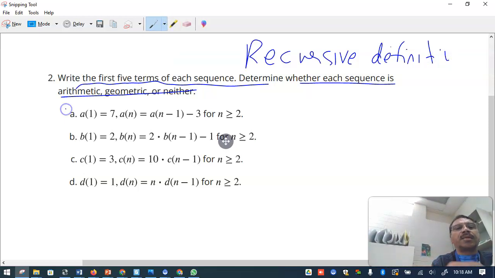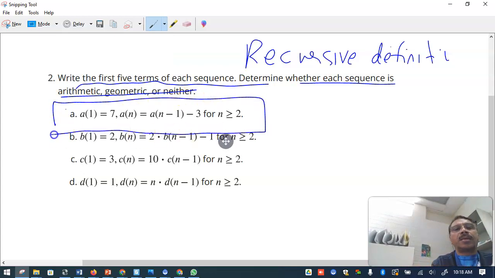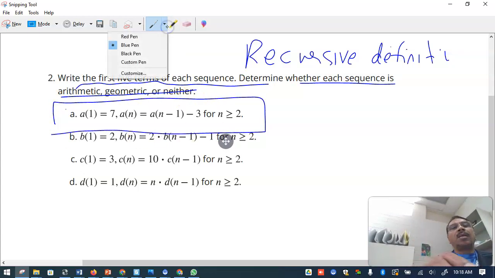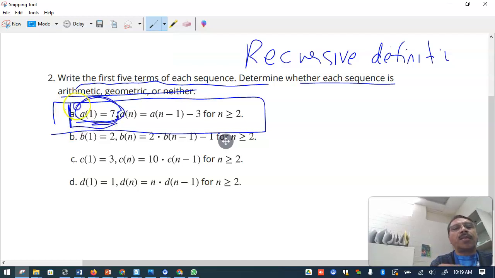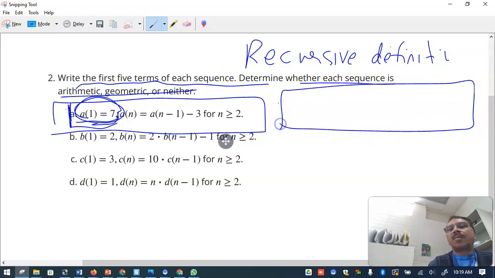Look for the very first term, A of 1. Here, A1 is 7. So I can make a table out of this. Let me make a table.